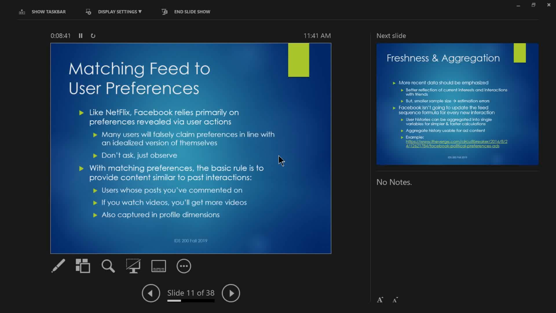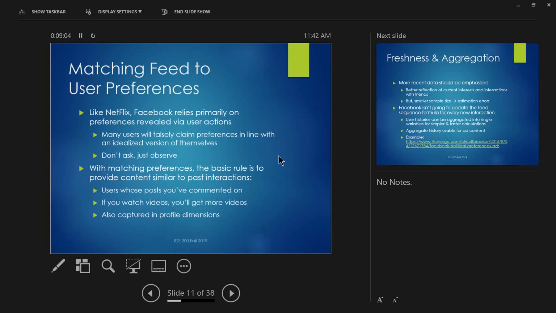So Facebook says, we're not going to do that. We're not going to ask people what they want to see. Plus, it would be too hard to make a list of topics anyway. We're just trying to observe. What do people actually do? We'll show them a mix of content, and let's see what they actually click on and interact with. Okay? So, with matching preferences, the basic rule is to provide content similar to past interactions.